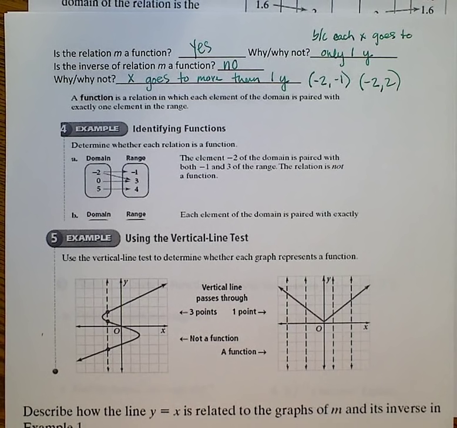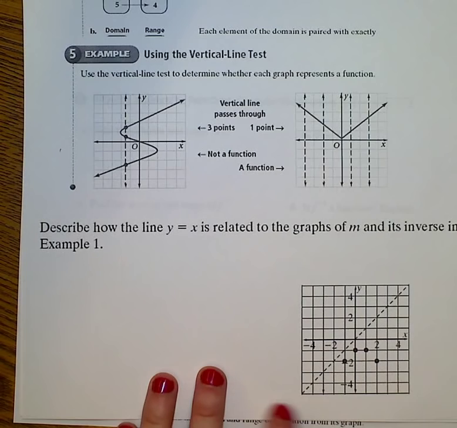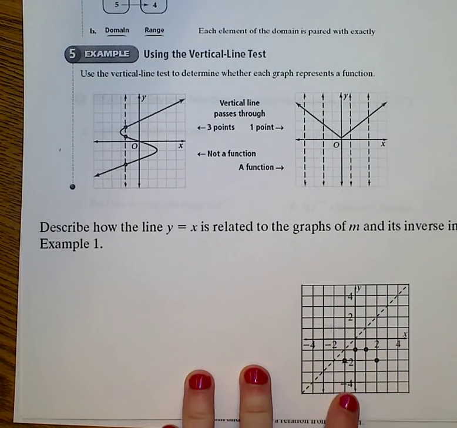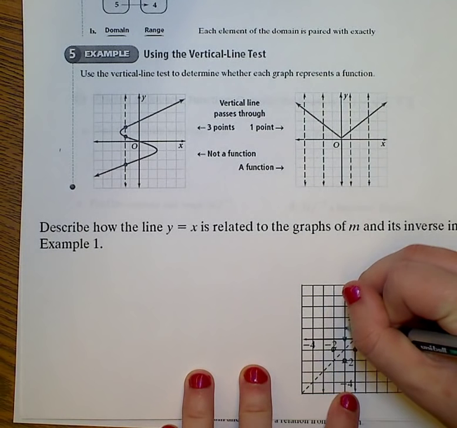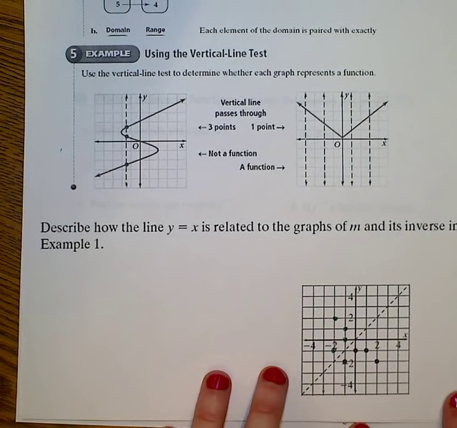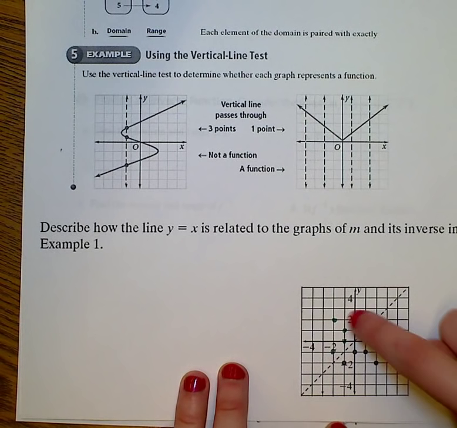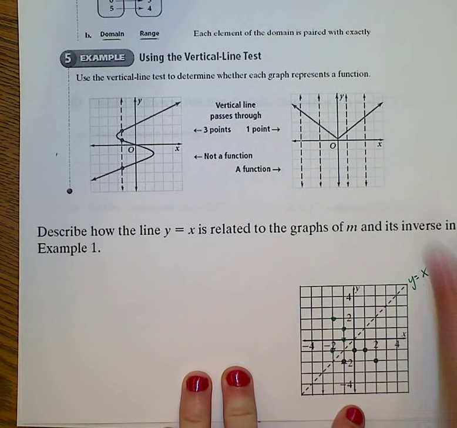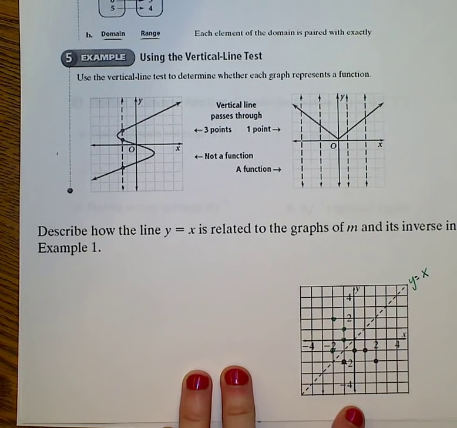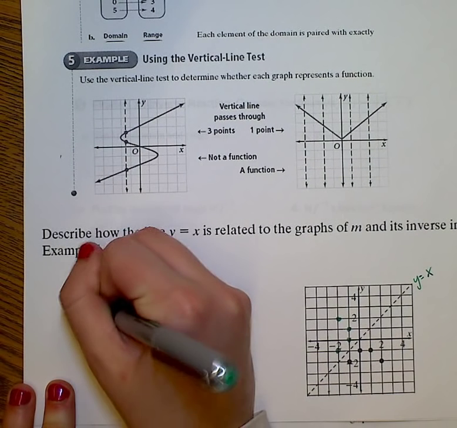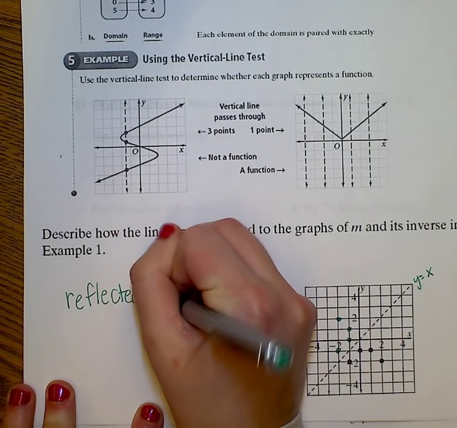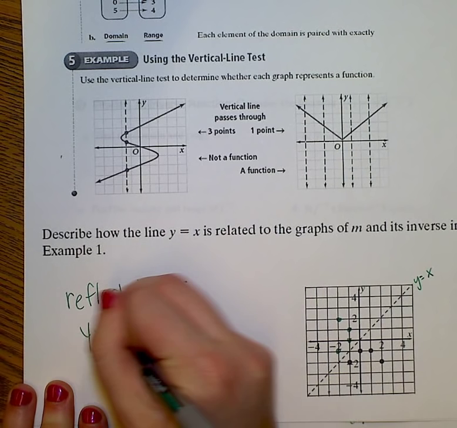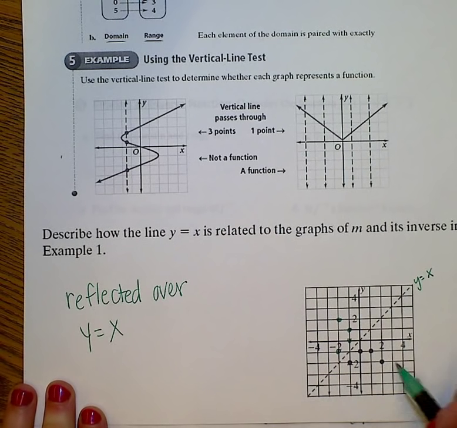Alright, so going back to our original relation M, here's the inverse of M. If we plot those points, what do you notice about the two graphs and this line here, which is the line y equals x, with a slope of 1 going through 0, 0? Well, you should notice that it is nicely reflected over the line y equals x. So the graph of M and its inverse is just reflected over the line y equals x. And we'll continue to look for this same pattern.